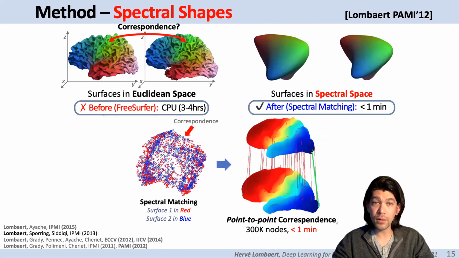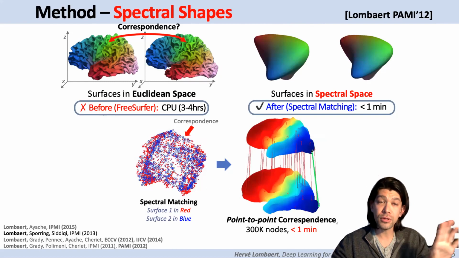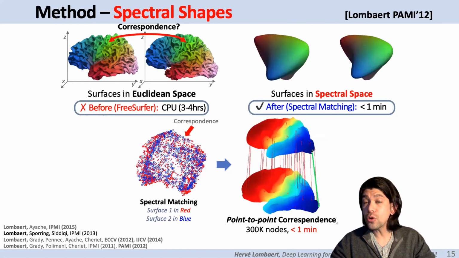So from this work, we're trying to move away from the Euclidean space, that's on your left here, and move towards the spectral domain, the spectral space here, that's on your right here.